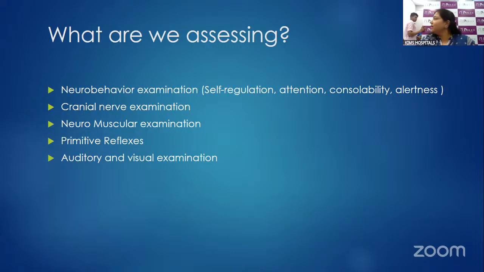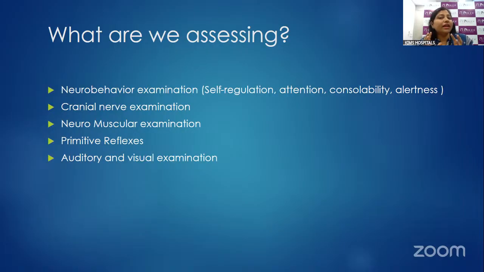Okay, so now what we are assessing. First, we assess the neurobehavior, which includes self-regulation, attention, consolability and alertness. Basically, in neurobehavior, you will be observing the pattern of the child. Is the child able to give focus or attention when you are there, is the child consolable, is the child able to self-regulate? All these things you will be observing are part of the neurobehavior.